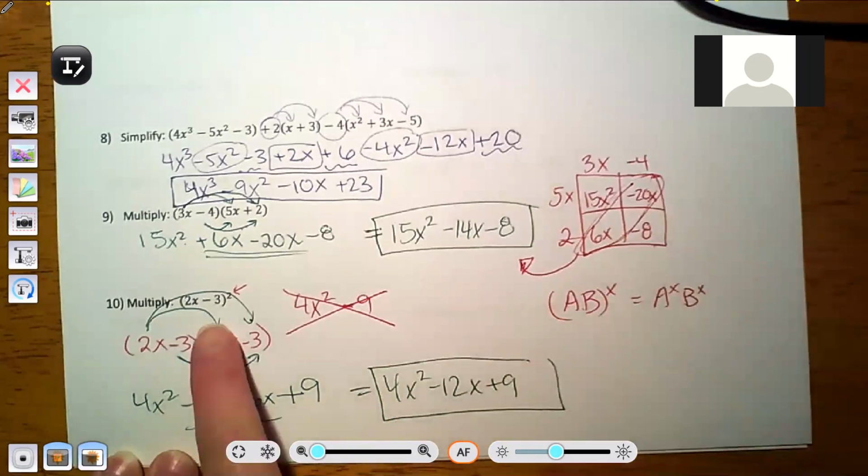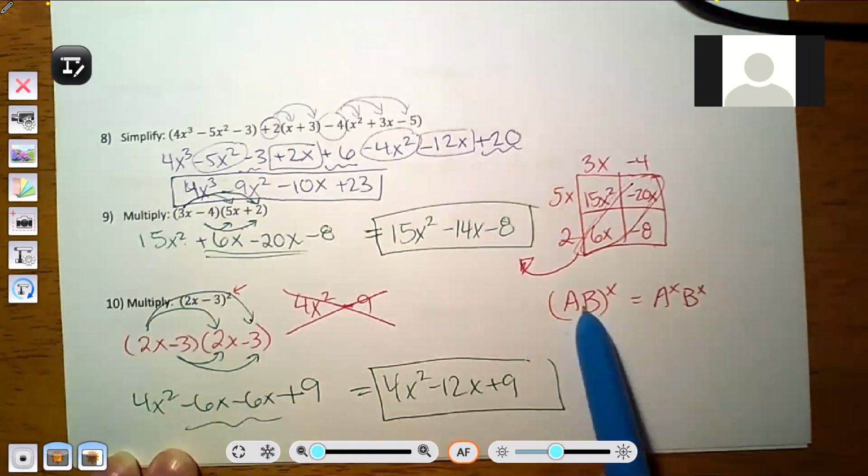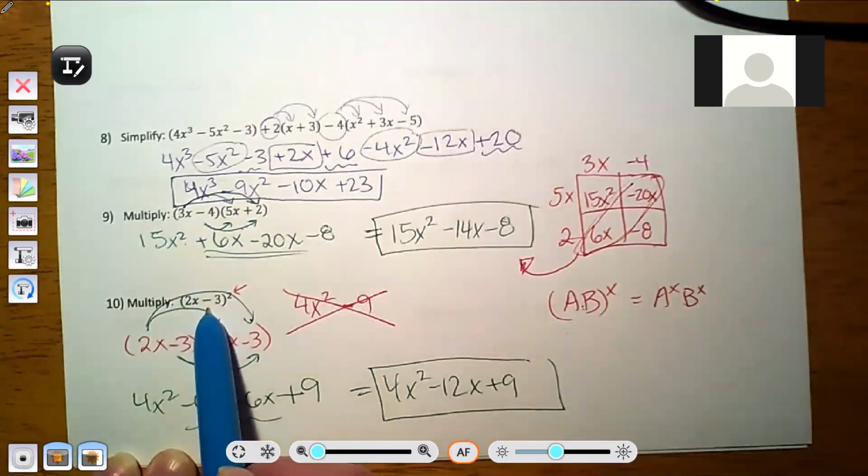So that's a common mistake. People jump to a conclusion and just think, oh, I'll square both things. They're thinking of this, but that only works for products, not for terms, not if there's a plus or minus.